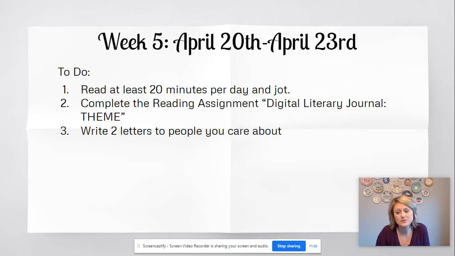So continuing to read a minimum of 20 minutes a day. I think next week I'm going to bump that up to 30 minutes a day. I'd really like you reading a little bit more. And then you're completing the digital literary journal for theme, and we're going to write letters this week.